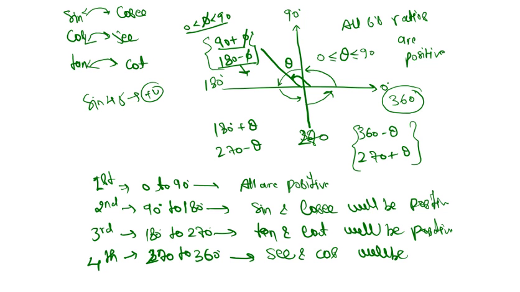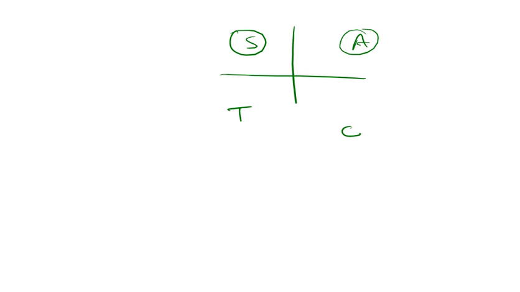Okay, and sometimes we write it like this: A S T C. We call it "All Service Transport Company", or something like that. So all will be positive, sine and cosec will be positive, tan and cot will be positive, cos and sec will be positive. So like this we write.